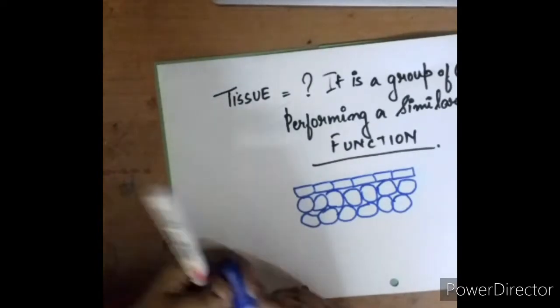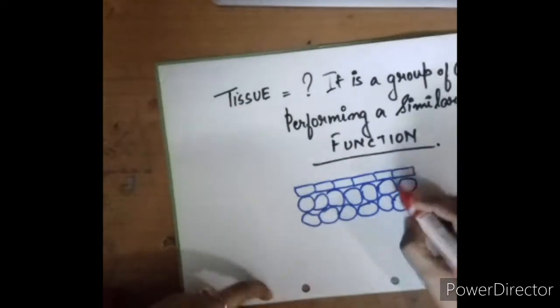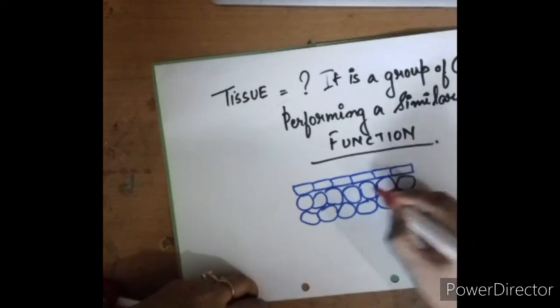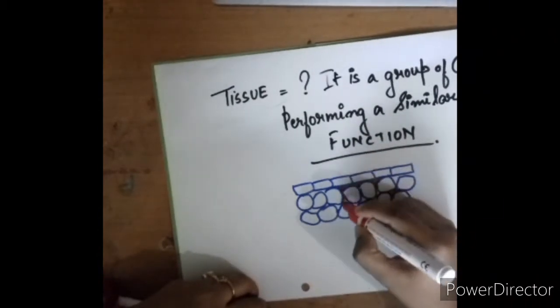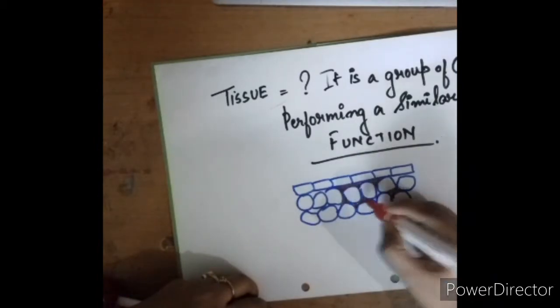Now you can ask me, what are intercellular spaces? Intercellular spaces are these. You can see the spaces in between the two cells. These are the intercellular spaces.